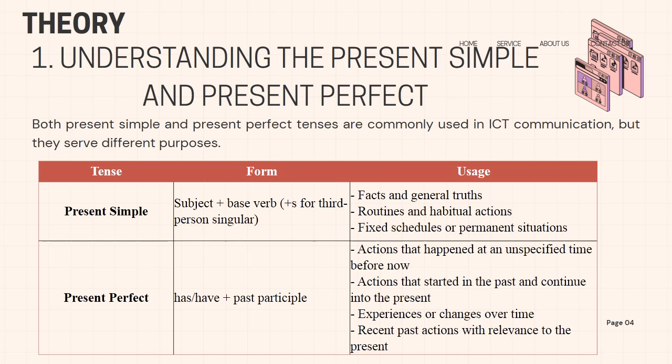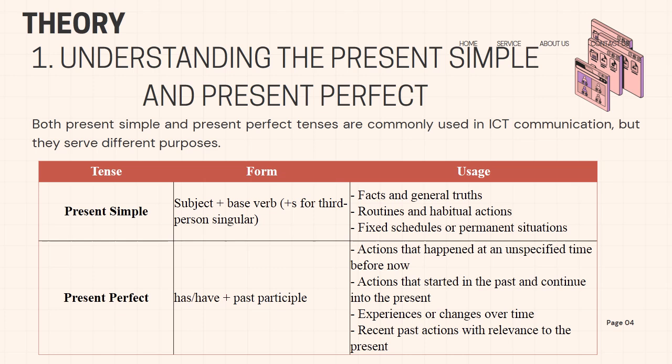And last, it is used to describe recent past actions with relevance to the present. When we say relevance to the present, that is to say actions that have started in the past are still continuous in the present or still have effects on the present. Okay? Now let's see how it is formed. For the present perfect, we use the verb to have in the present, that is to say have, or has with the third person singular, he, she, or it, plus the past participle.